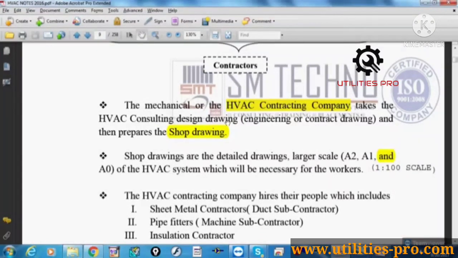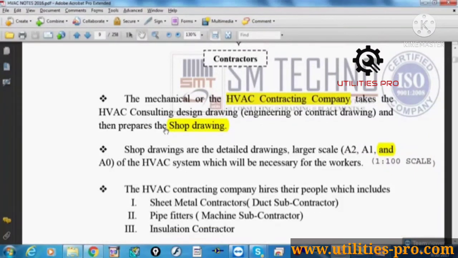Design drawing is also known as engineering or contract drawing, because when the contracting company wins the contract, they consider the drawing as a contract drawing. But in actual practice we call it design drawing. And then they prepare what? Shop drawing. Okay, this is the first step. First they will prepare the shop drawing.